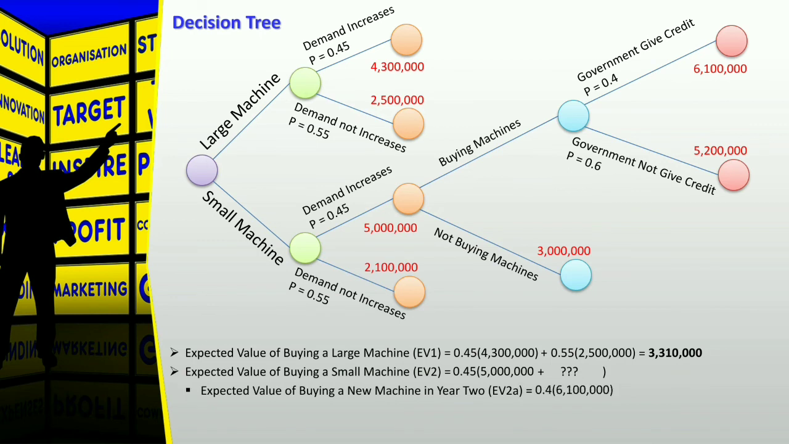0.4 multiplied by 6.1 million plus 0.6 multiplied by 5.2 million equals 5.560 million. After getting the unknown value, plus it with 0.55, then multiply it by 2.1 million, and you will get the expected value for buying the small machine.